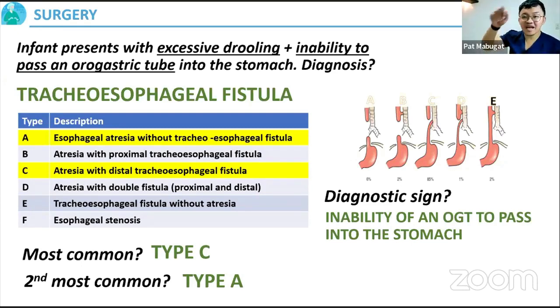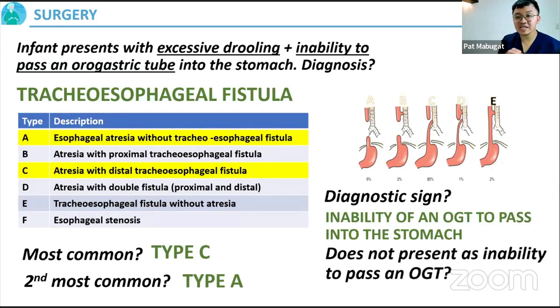So, if the OGT passes into the stomach, it's not atresia. But if it coils up and you see it on an X-ray, and the patient is drooling with the classic pathognomonic signs, you're thinking of esophageal atresia. However, among the 6 types of TEF, there's one that does not present as an inability to pass the OGT. Which of the 6 does not present as inability to pass an OGT? The one that does not have an atresia. That's your type A. TEF without atresia. Okay?